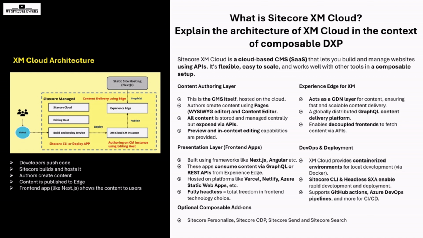And now the last element is composable add-ons. As the question also asked, how is it in the context of a composable DXP? XM Cloud is a part of the Sitecore composable architecture. XM Cloud is basically the content CMS part of your composable architecture. But if you want personalization, or want to utilize customer data, then you can use different cloud-native products, which can be easily integrated with XM Cloud. Some of them are Sitecore Personalize, Sitecore CDP, Sitecore Send, and Sitecore Search. These are a few of the architecture elements in XM Cloud.